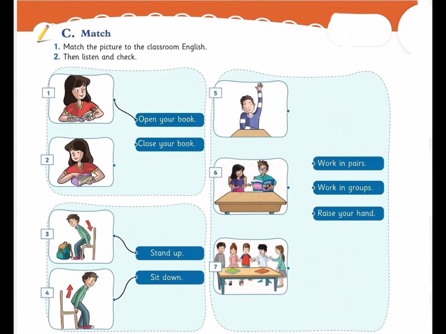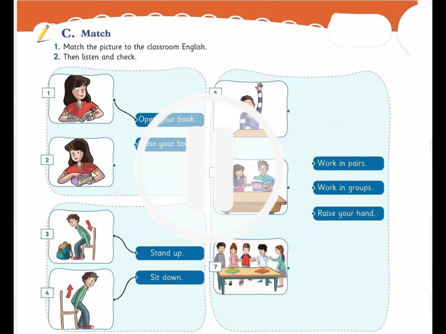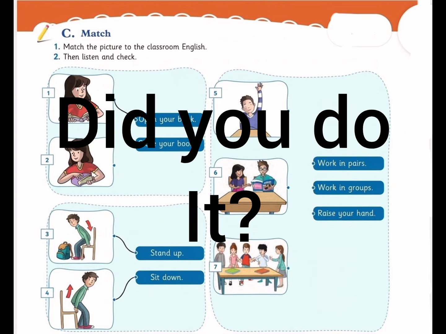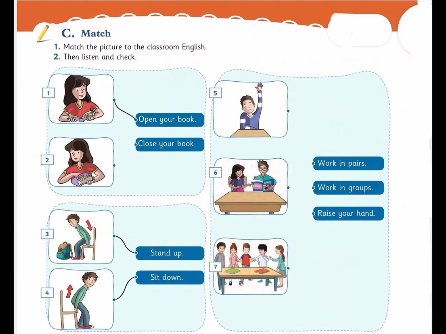Now, let's move to exercise C. Look at the pictures. Read the classroom expressions. Then, match each picture with the correct expression. Pause the video to do the exercise. Did you do it? Excellent! Check your answers.